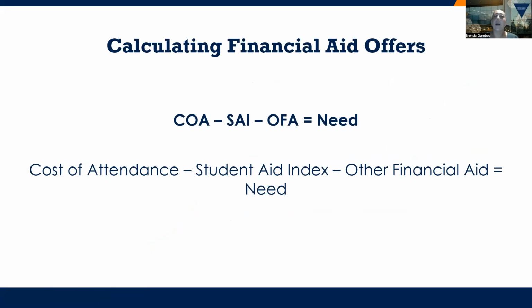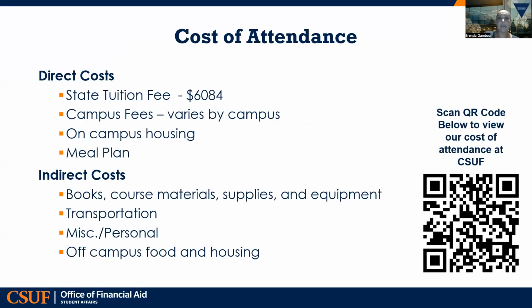Now, there's a calculation for financial aid offers. So you have your cost of attendance minus the Student Aid Index, the SAI, minus other financial aid equals your need. So these are abbreviations that we use, and we're going to be going over what cost of attendance is. That's probably a main question that you have.